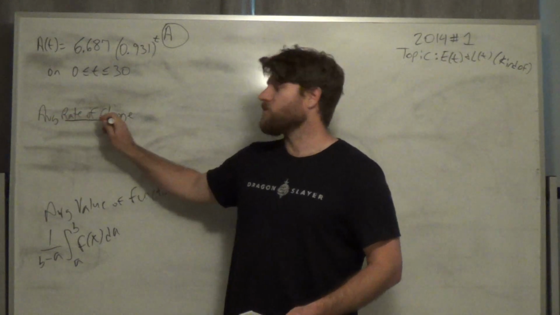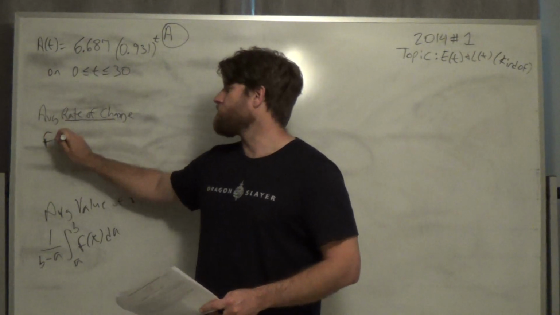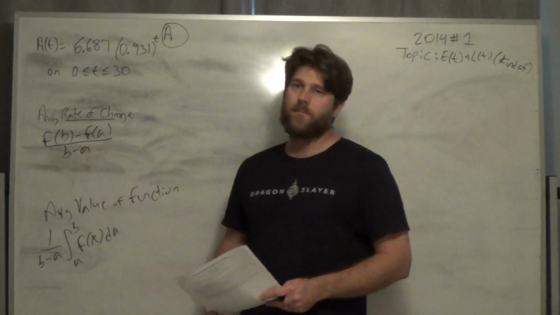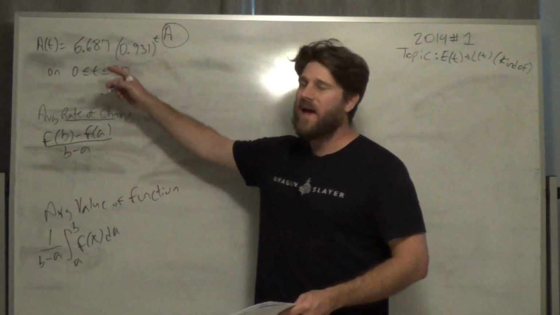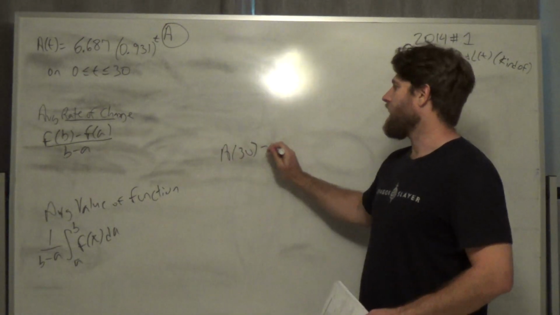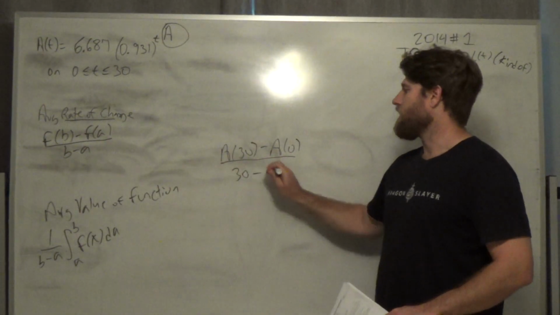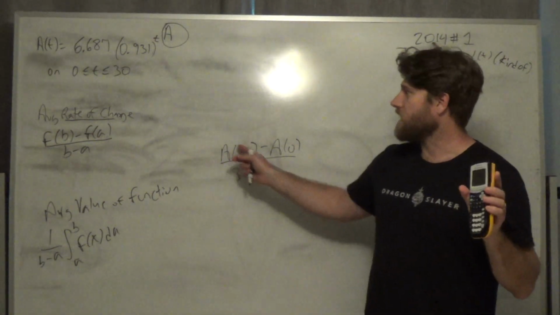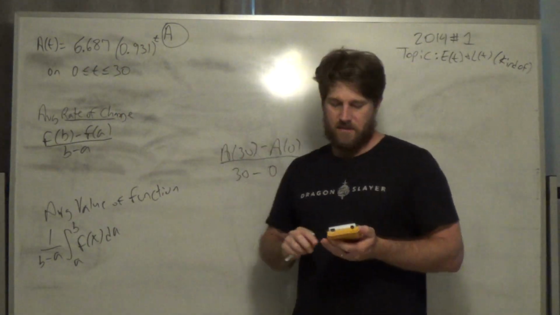Average rate of change means slope, so this is average slope. So this is f of b minus f of a over b minus a. Okay. So in this problem, we want the average rate of change of a from time 0 to 30. So it's a of 30 minus a of 0, over 30 minus 0. Now, a of 30 you're going to find in your calculator by plugging 30 in here, and then plugging 0 in, or you can use your hotkeys.